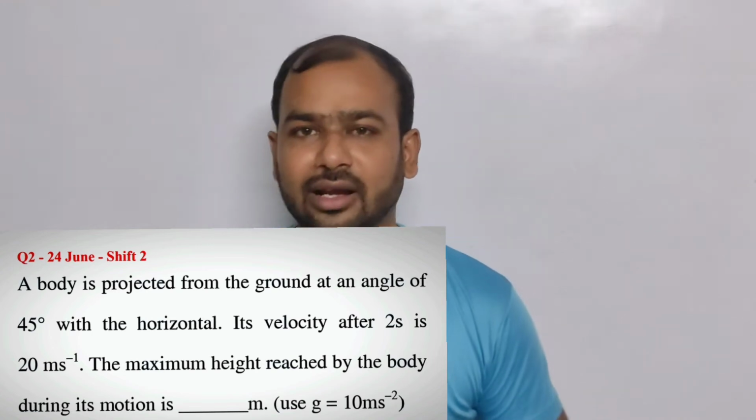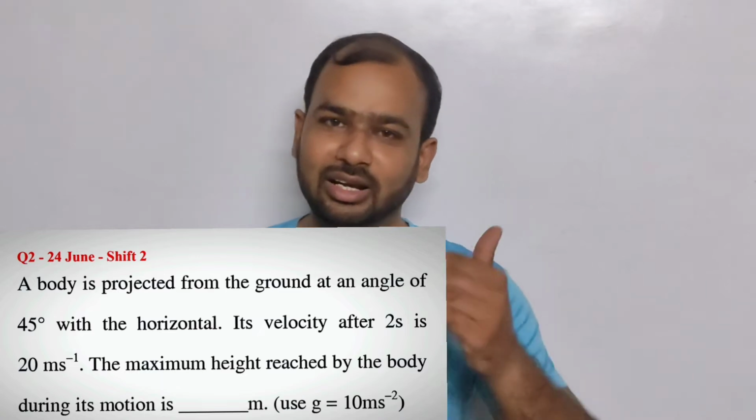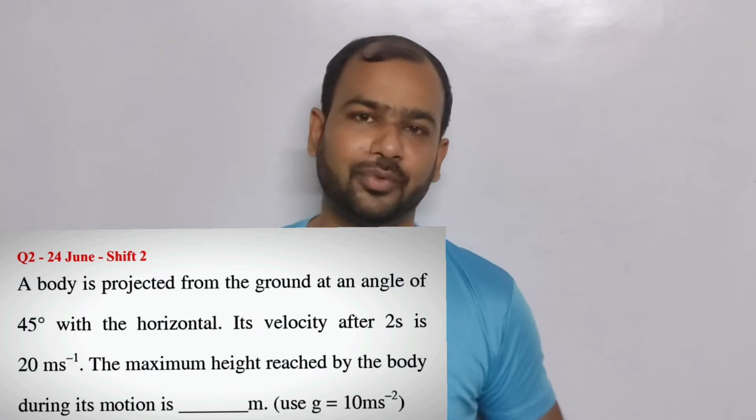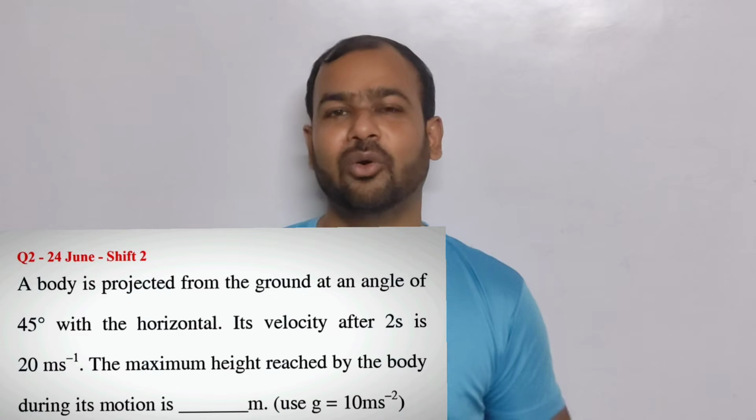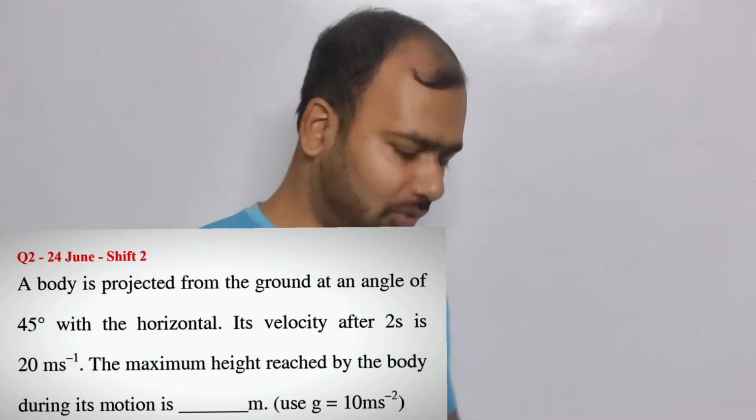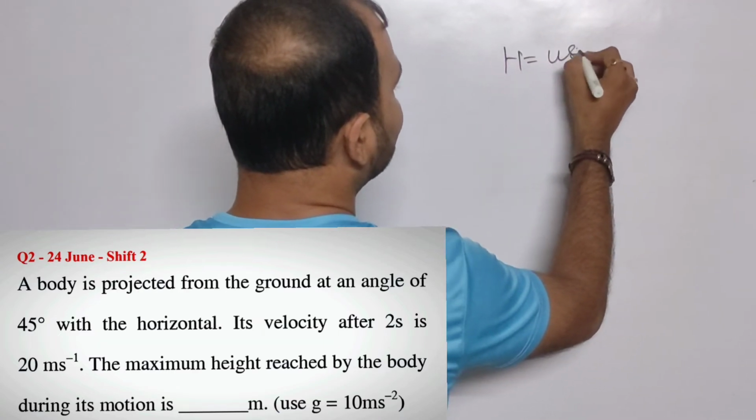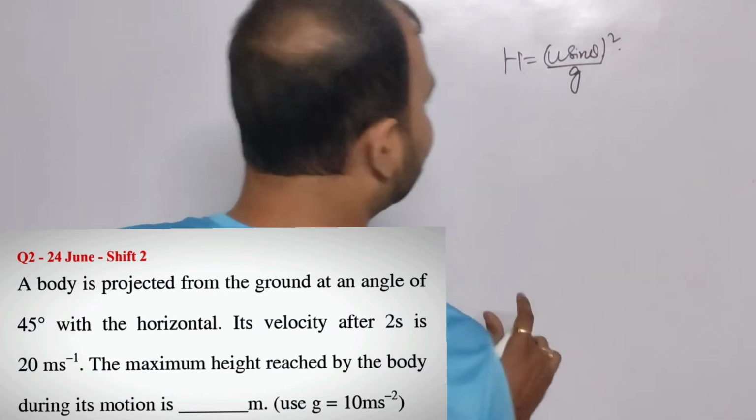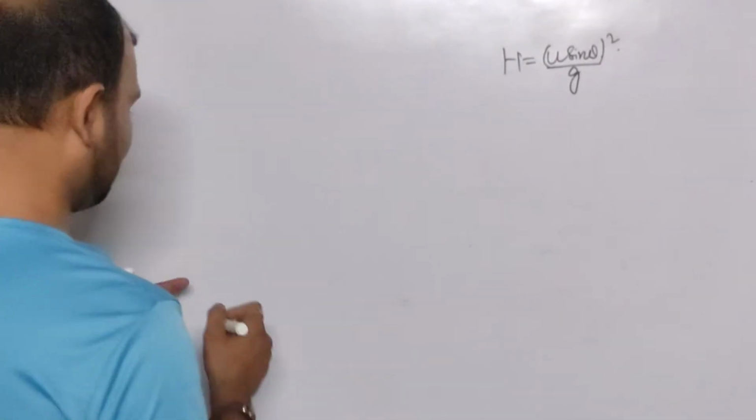The question states that a particle has been thrown at an angle 45 degree. After t equal to 2 seconds, the velocity is 20 meter per second. Okay, not the initial velocity. The velocity is given after 2 seconds. What will be the maximum height gained by the body? We know that the maximum height H equal to (u sine theta) whole square by 2g. Theta is 45 degree, g is 9.8 or 10. We have to find the initial velocity.